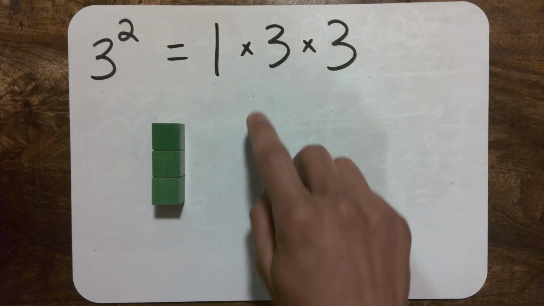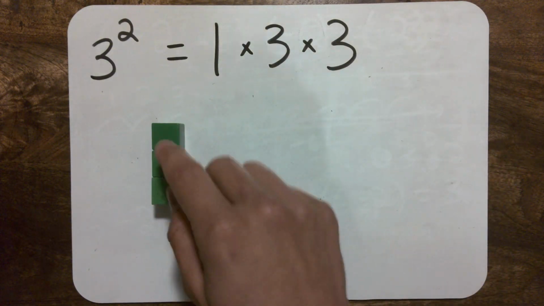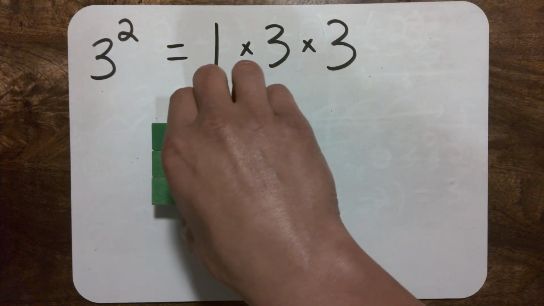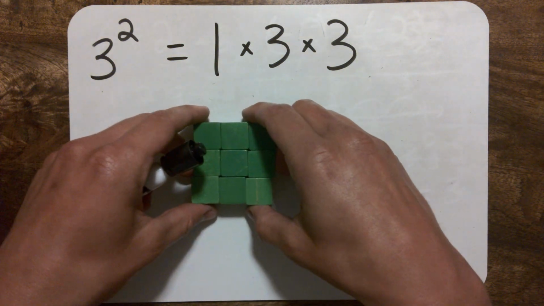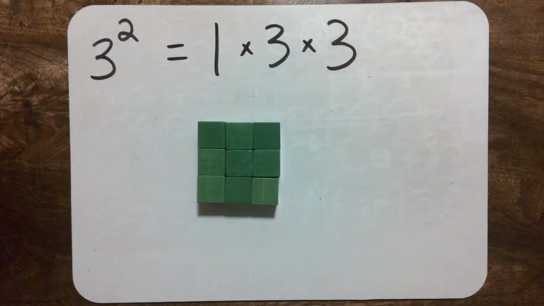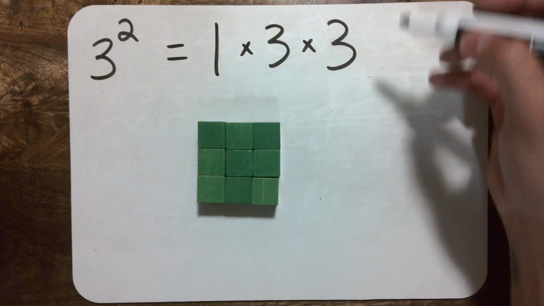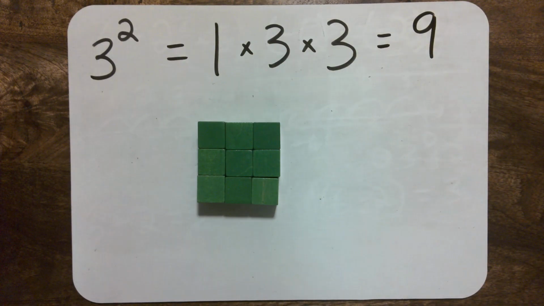So now we have a total of 3. And then that entire quantity, we want to multiply that by 3. So this is 1 group. We want 3 groups of that. And so the second, and then a third. Okay, so then we're looking at how many cubes do we have in total. So 3 squared, 1 times 3 times 3, will be equal to 9.